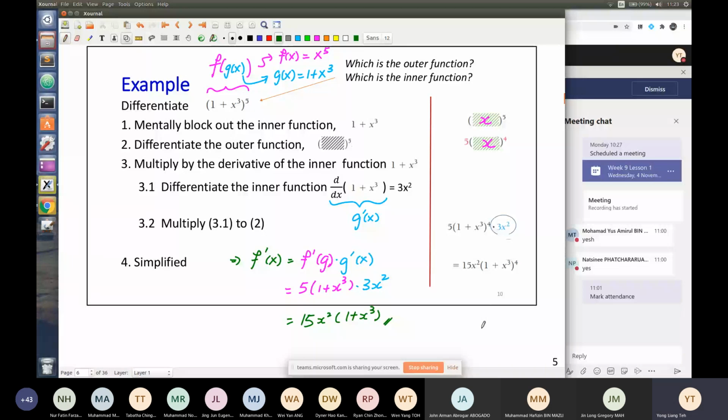Hold on, oh, I forgot my power of 4 here. There should be a power of 4 here. Okay, thank you. Questions?